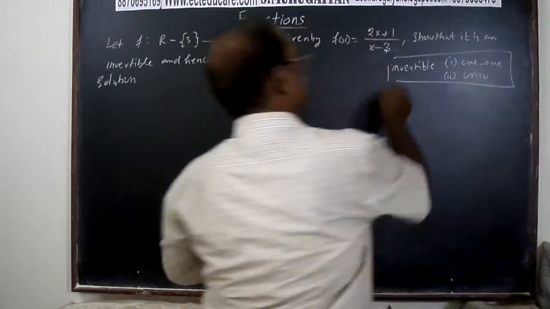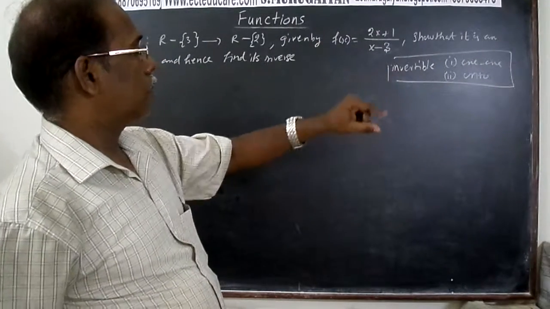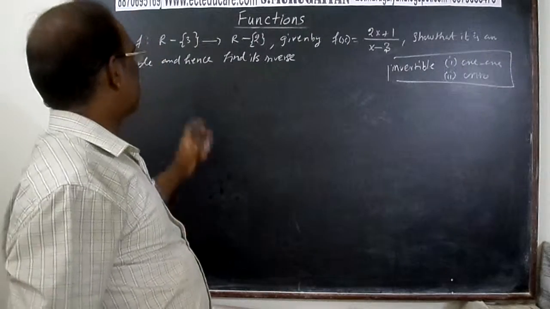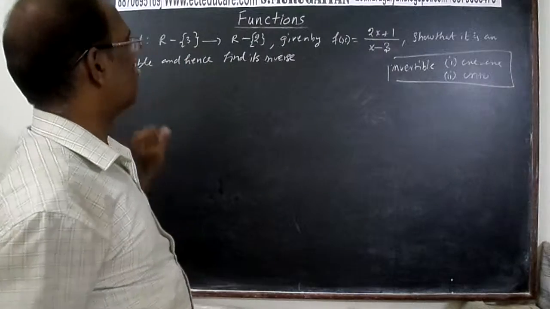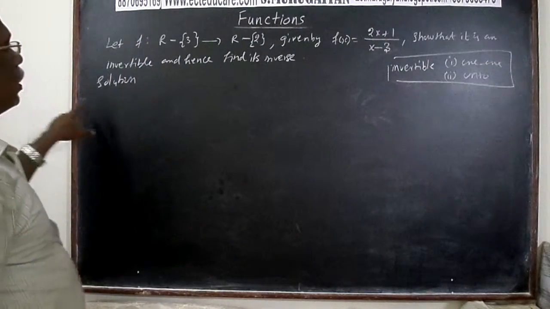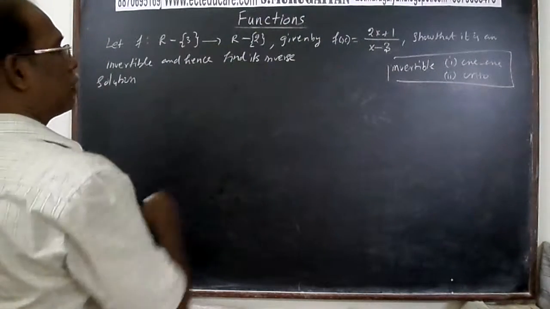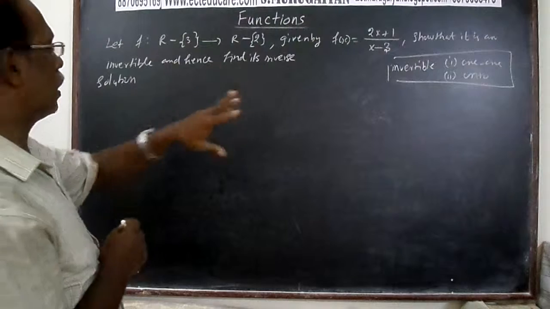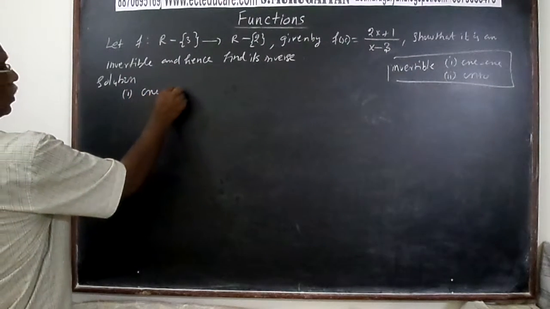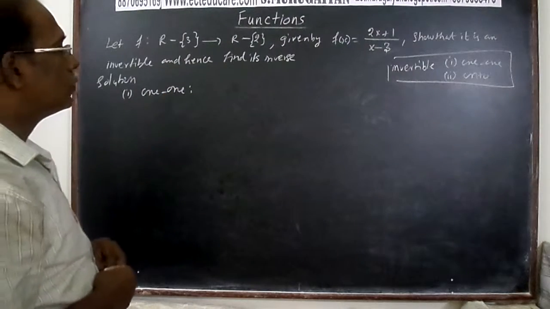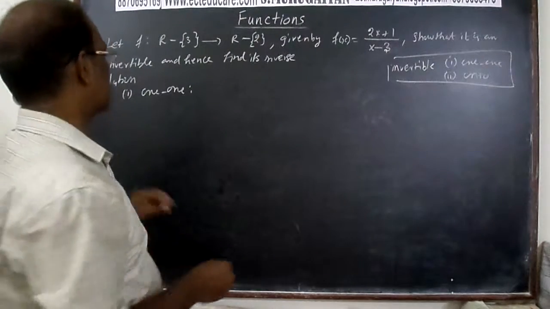So dear student, without the discussion of 1 to 1 as well as onto, we cannot come to the conclusion that the function is invertible, and then only we have to get its inverse. So let us start the discussion of 1 to 1 and then onto. For 1 to 1, we have to start with the assumption of two equal images.